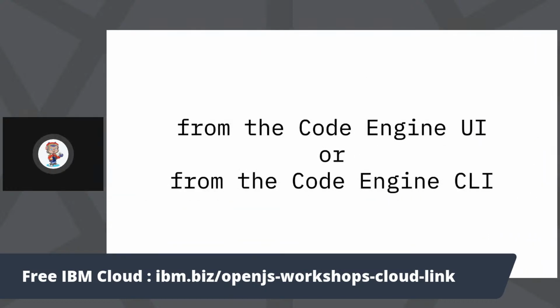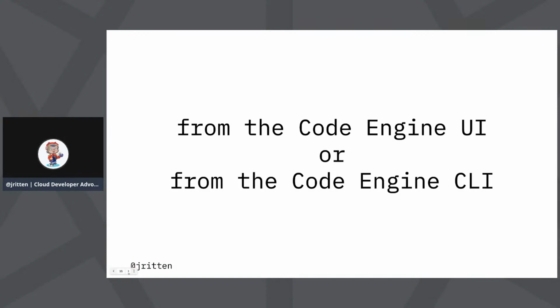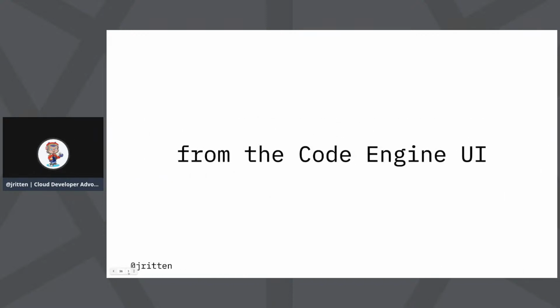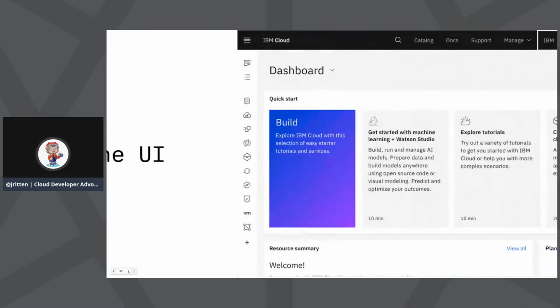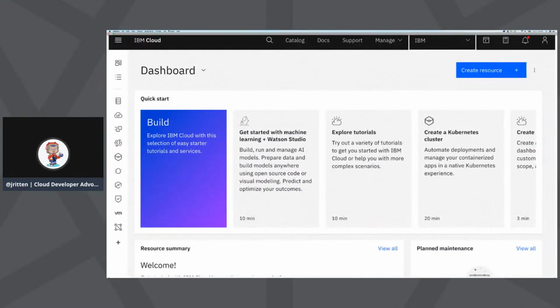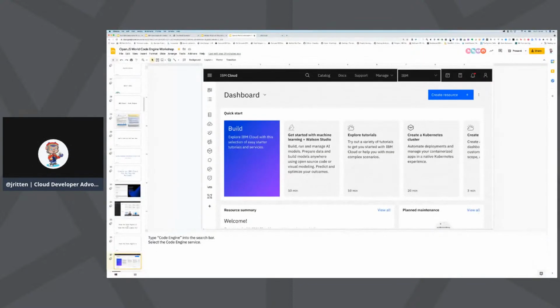Okay, so we are going to look at deploying an application from the Code Engine UI with your container images. That's what we're going to do. I also have all of the steps to do the same thing from the CLI. I like to work in the CLI, but for simplicity's sake, and for people that aren't familiar, I like to start with the UI. So we're going to start from the Code Engine UI. Let me go here. We're going to do this together.